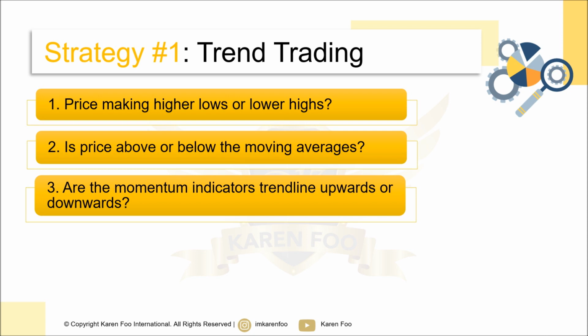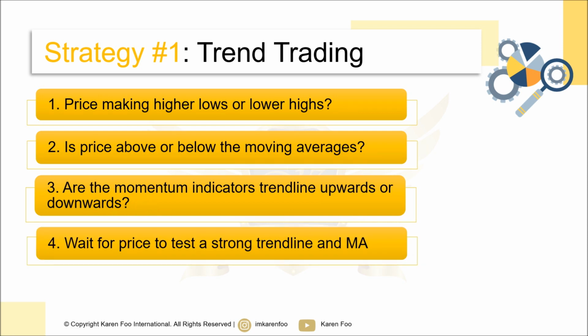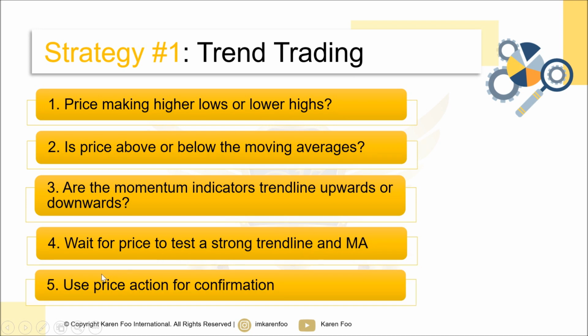Then next, look at momentum indicators. Is it sloping upwards or is it sloping downwards? And if you draw a trend line, is it also sloping upwards or sloping downwards? Then what you want to do is wait for the price to test a strong trend line and MA, preferably a confluence, or wait for it to test a very strong support or resistance. And after that, you use price action for confirmation, as well as your momentum indicator for confirmation.